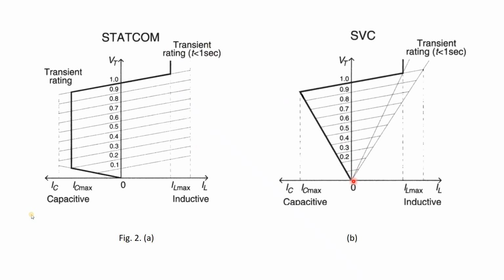But for SVC you can see the current is increasing with the voltage. At 0 the capacitive current is 0. At 0.1 it is very low, and at 0.2 it is like 20%. As the voltage increases, the capacitive current increases, reaching the rated maximum value when the system voltage is also at its maximum value. That is, it is very much dependent upon the system voltage. Whereas for STATCOM, for a very low voltage like 0.2 system voltage, the capacitive current has reached the maximum value, that is the rated value.